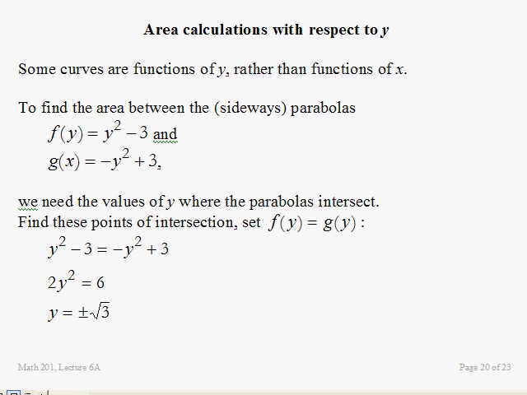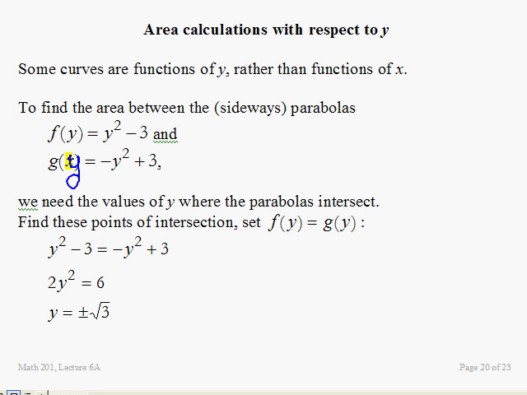Sometimes the way the curves or functions are set up, it's easier to integrate with respect to y instead of x. That is no problem. I'll do an example here, and there's one in the homework problems as well. Find the area between, in this case, sideways parabolas. f of y equals y squared minus 3. Ooh, that should be g of y. That's a y in there. Let me get the pen. g of y equals minus y squared plus 3.